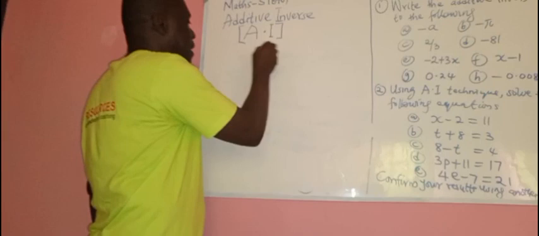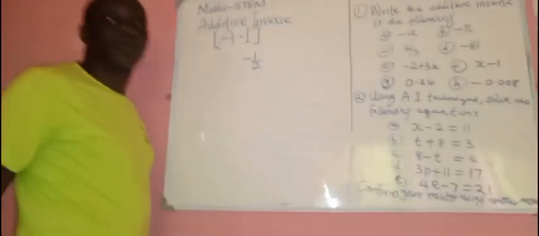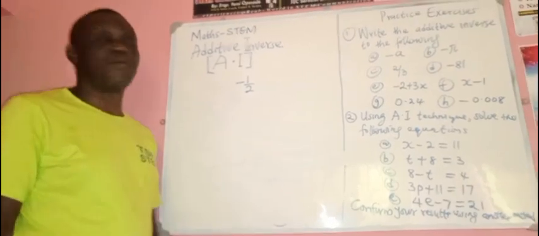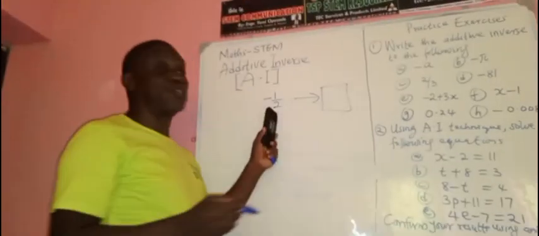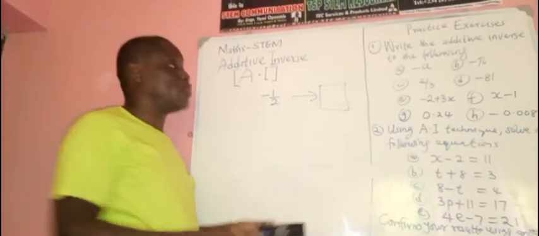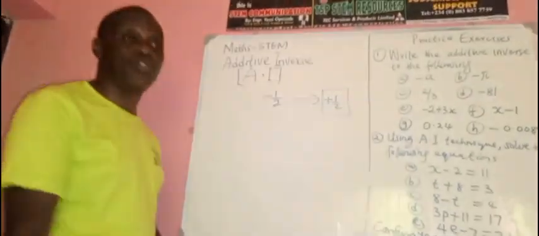Okay, now what is the additive inverse of this? What is the additive inverse of minus 1 over 2? What will it be? Who can tell me the answer? The additive inverse of minus 1 over 2 will be what? Plus 1 over 2.